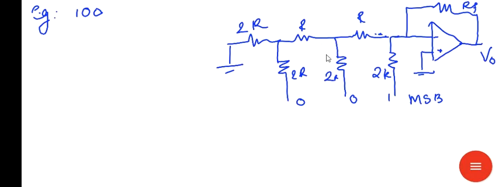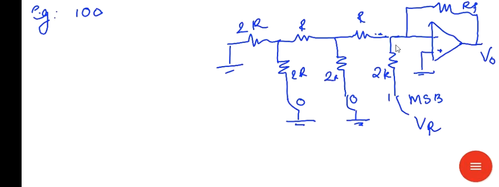Then a series combination of R, a parallel combination of 2R, a series combination of R, a parallel combination, and at the last one 2R resistance is grounded. This is very important. It starts with the 2R parallel combination also. Bit 1 means this 2R resistance is connected to the reference voltage VR. Bit 0 means it is connected to ground, and this one is also connected to ground. Then solve the circuit using series and parallel combinations of resistors.